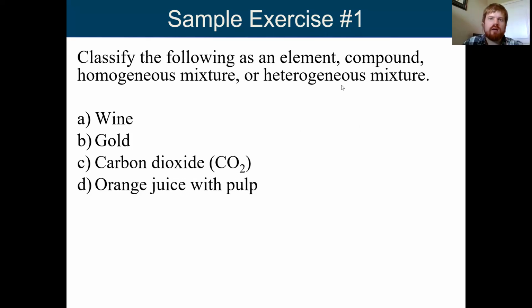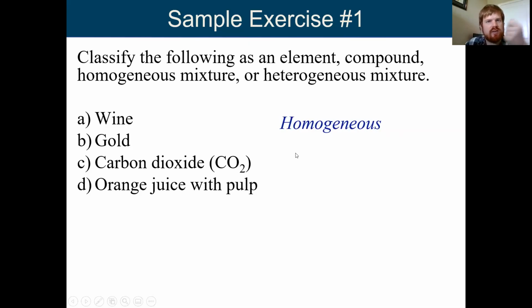Okay, and we're back. So let's go ahead and classify each of these according to the scheme that we were just talking about. So we have element, compound, homogeneous mixture, heterogeneous mixture. Starting with A, wine. What do you think? Oh, there we go. Wine is a homogeneous mixture.